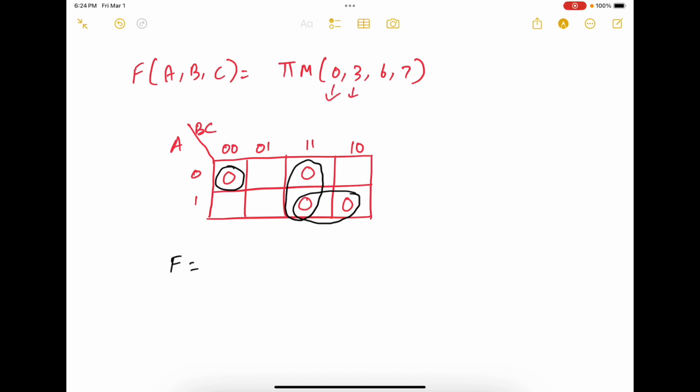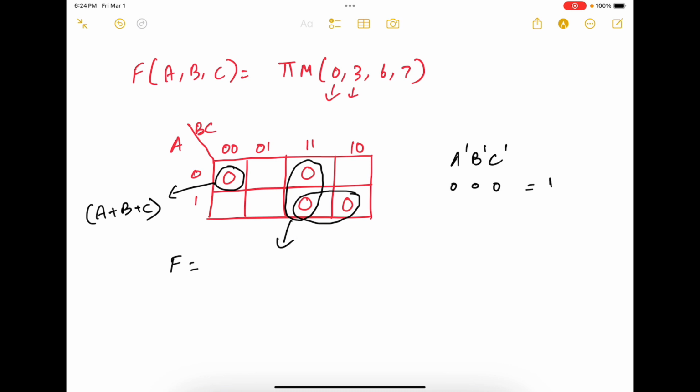So f equals, this one corresponds to A0, B0, and C0. So for that to be 0, you need to have A plus B plus C. Now remember, in min terms, if you had this term as a 1, you would have written A prime, B prime, C prime. Basically, when A is 0, B is 0, and C is 0, it would have been a 1. But in max terms, whenever you have A0, you write A and not A prime. So in this case, A is 0, B is 0, C is 0. So we have A plus B plus C.